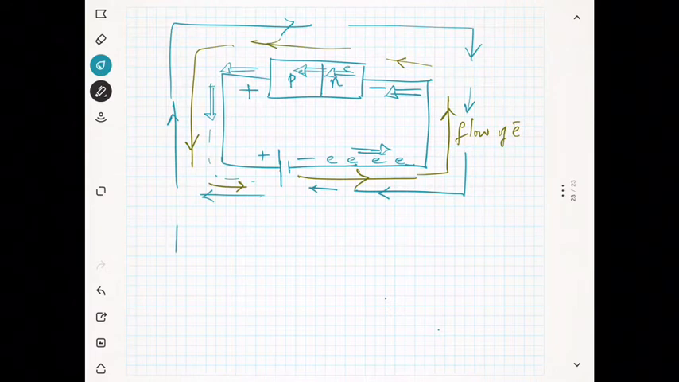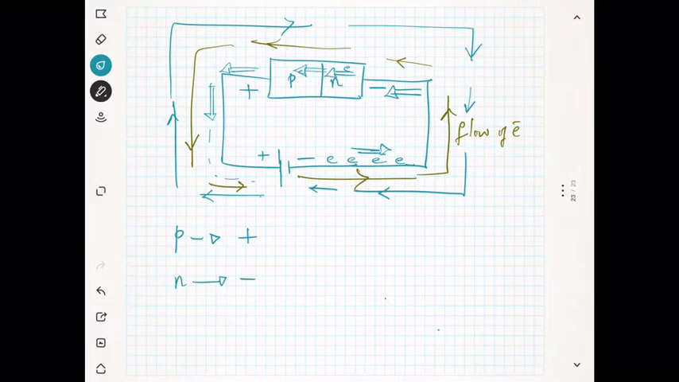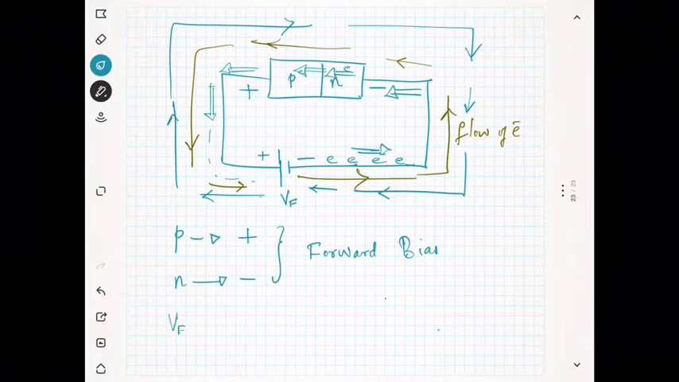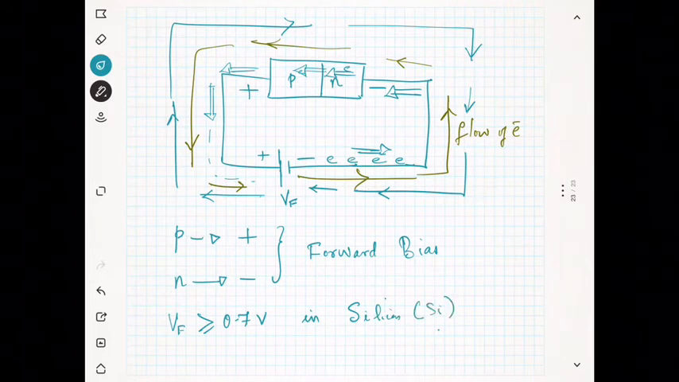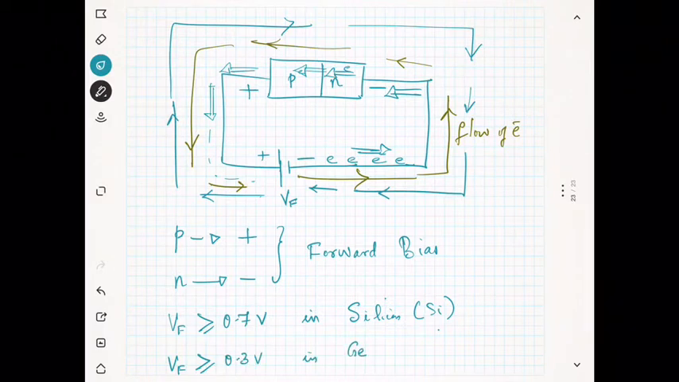And this p-type semiconductor is connected to the positive of the battery and n-type is connected to the negative of the battery. This configuration we will call forward bias. I already explained this. But you should give the forward bias voltage, this Vf should be at least greater than or equal to 0.7 volt if you are making the whole substance using silicon. That means you are using silicon, Si, for making p-type and n-type semiconductor. But the Vf should be at least 0.3 volt in case of germanium.